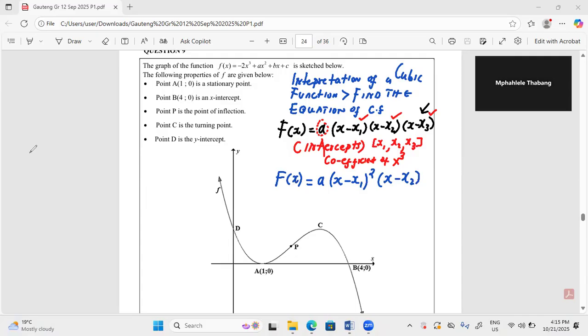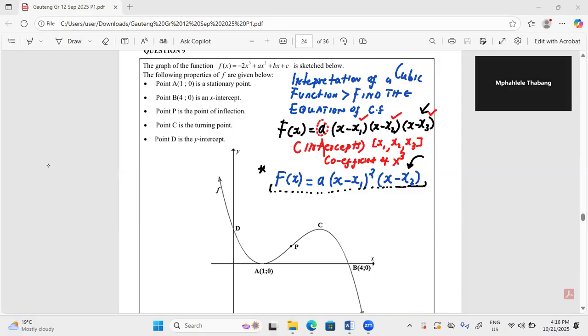We use this one if we know the two x-intercepts, but one of the intercepts is also the turning point. So this one actually is the one that we're going to use when we answer this question 9 of Gauteng. I'm repeating myself. I'm saying this formula, f of x equals a, x minus x1 squared, is highly applicable if one of the x-intercepts is also the turning point.